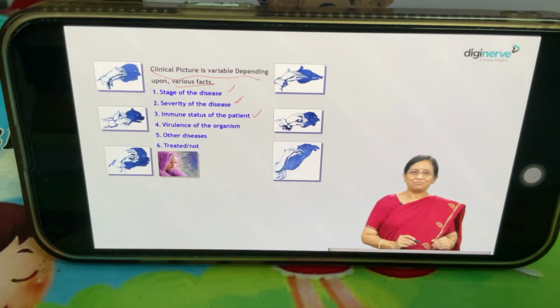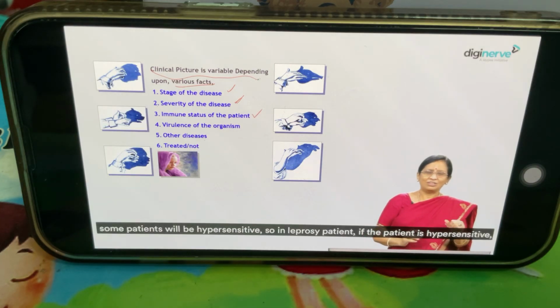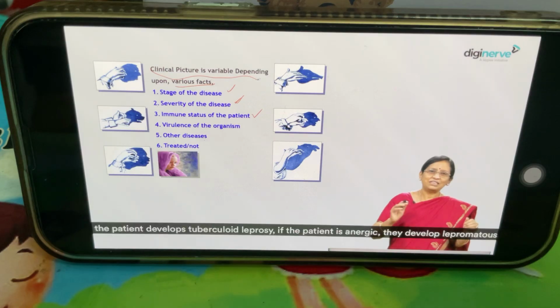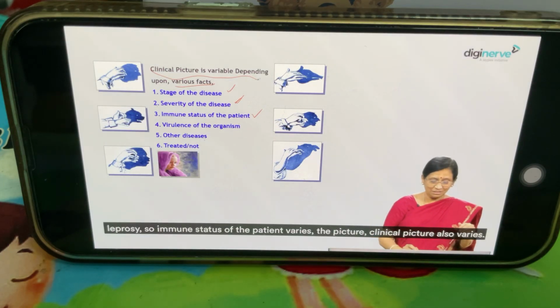Immune status of the patient. Some patients will be hypersensitive. So in a leprosy patient, if the patient is hypersensitive, the patient develops tuberculoid leprosy. If the patient is allergic, they develop lepromatous leprosy. So the immune status of the patient varies, and the clinical picture also varies.